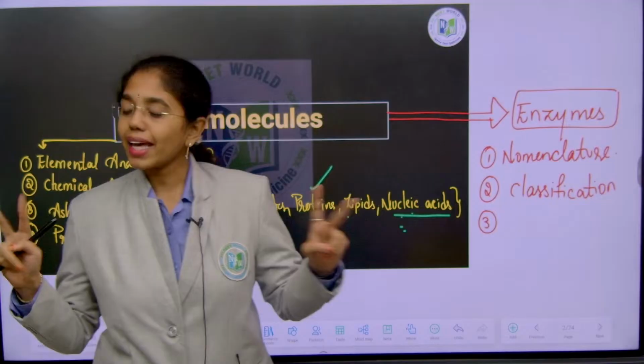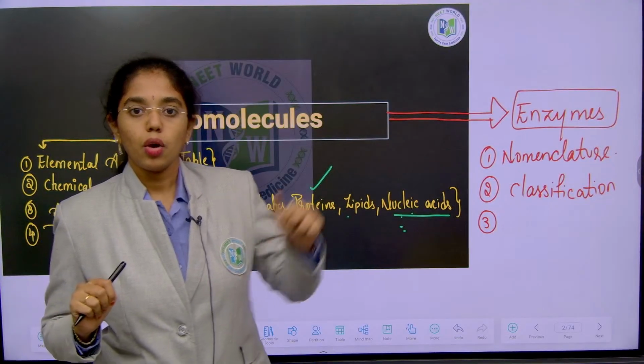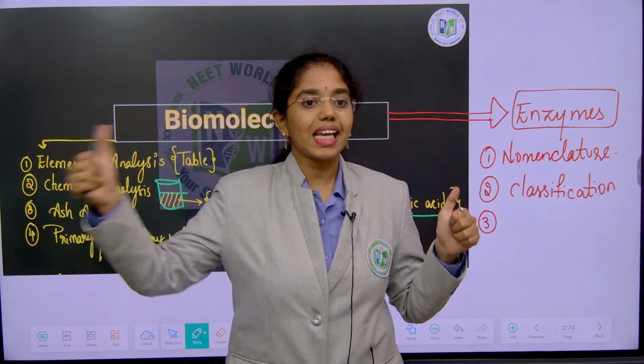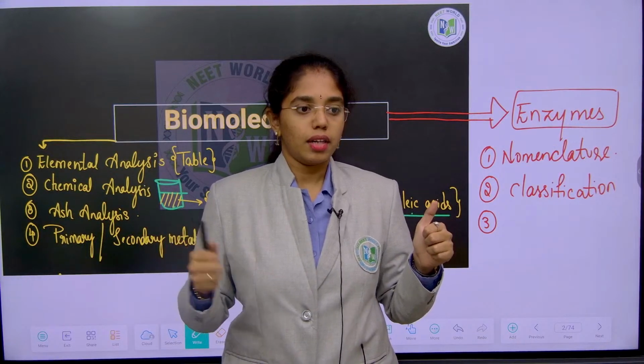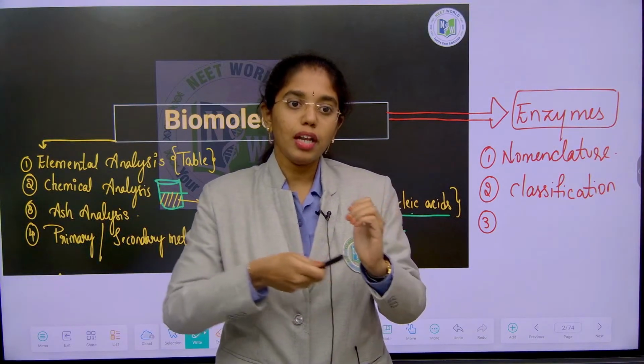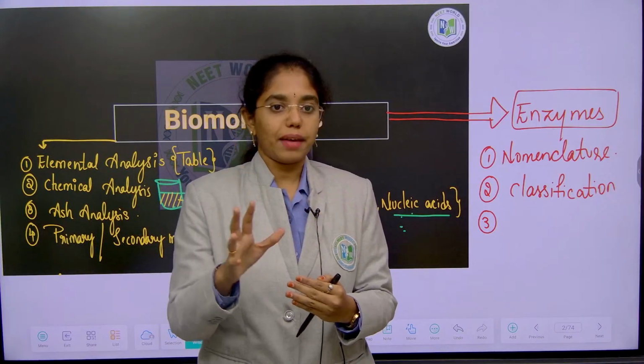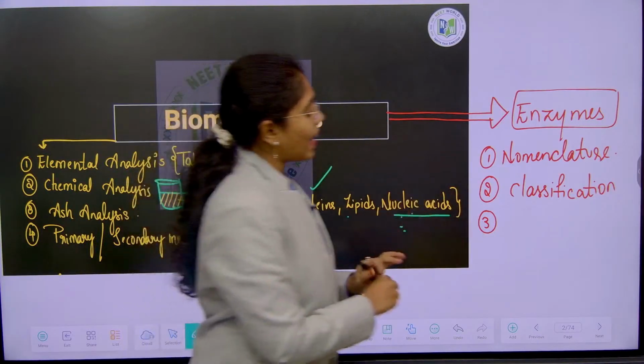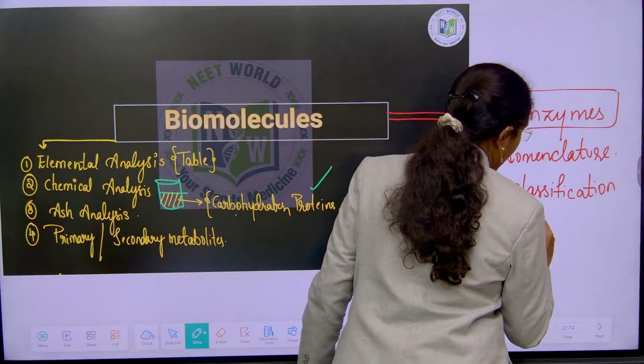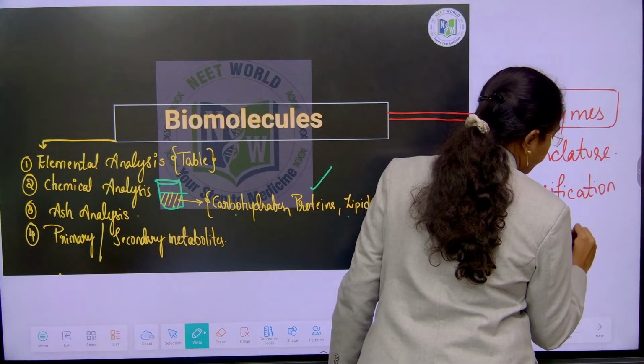We have 2 mechanisms of enzymatic action. One is lock and key hypothesis. Second is induced fit model. Lock and key is static model. Induced fit model, like how your hand will be going into gloves, same the way. Okay, so those 2 mechanisms you have to be clear. Mechanism of enzyme action.